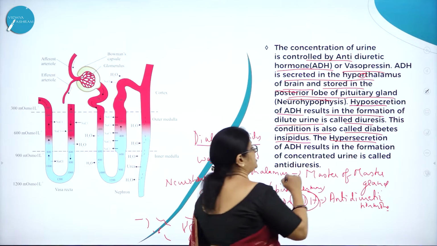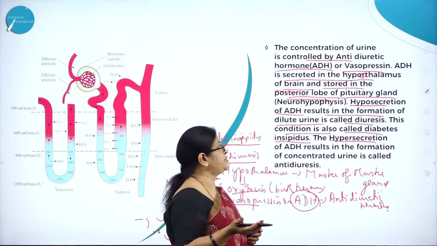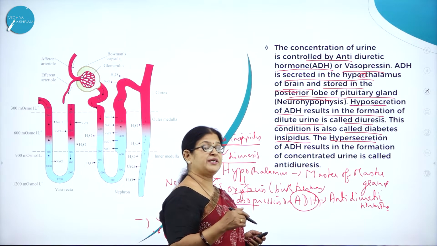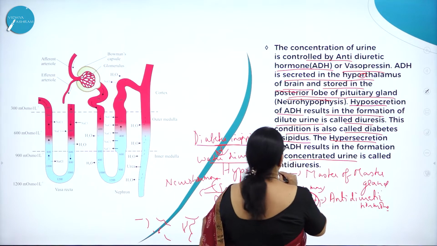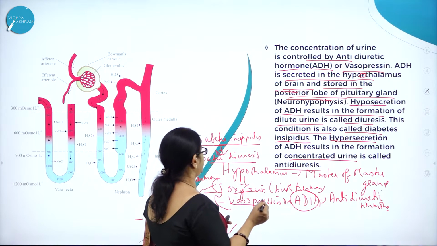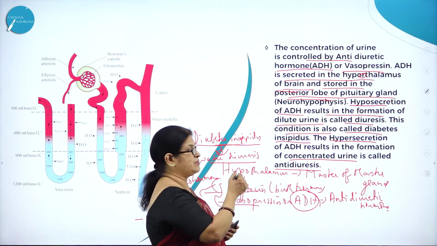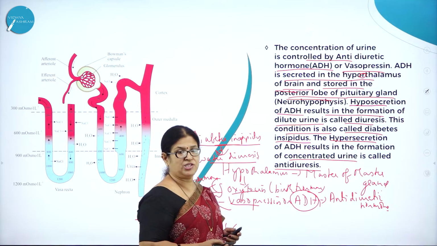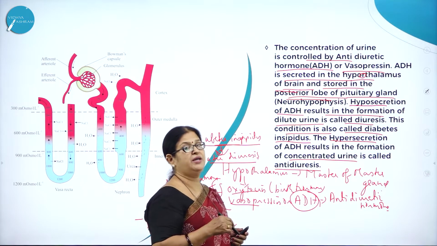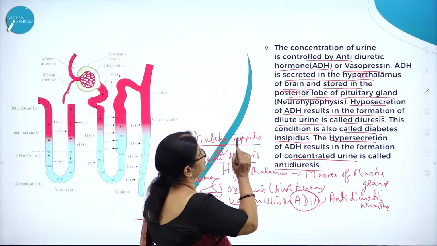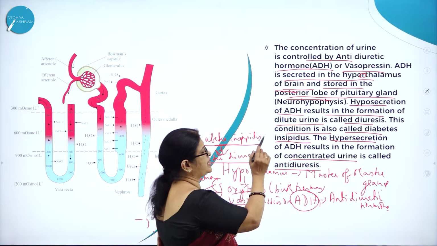Then the hypersecretion of ADH. What will happen? Hyposecretion will lead to dilute urine. Hypersecretion of ADH will lead to concentrated urine, and is called antidiuresis. So one is called water diuresis, and here it is called antidiuresis. Hope you have understood the role played by ADH or vasopressin, released by the hypothalamus and received by the posterior part of the pituitary. So the concentration of urine is controlled by antidiuretic hormone, ADH or vasopressin.